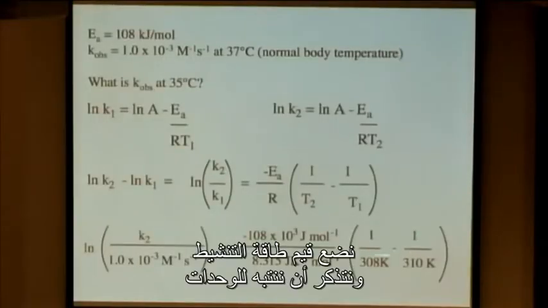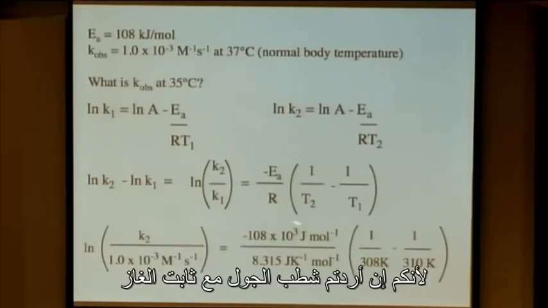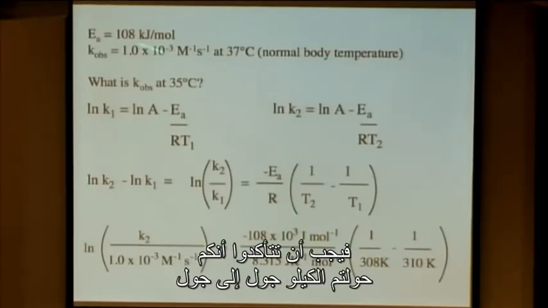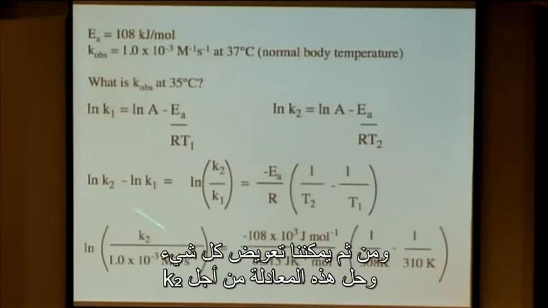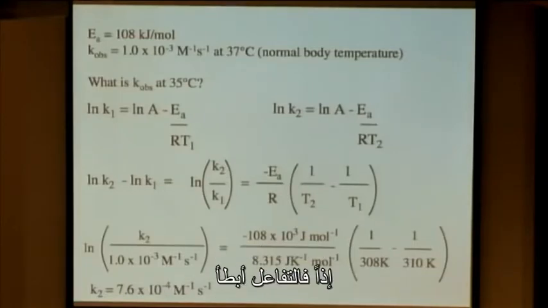So we can use this equation and plug in the values. We put in our activation energy, and remember to pay attention to units, because if you're going to cancel your joules with the gas constant, you want to make sure you've converted your kilojoules to joules, and then we can plug everything in and solve for K2. So here K2 is 7.6 times 10 to the minus 4 per molar per second, so it's slower.